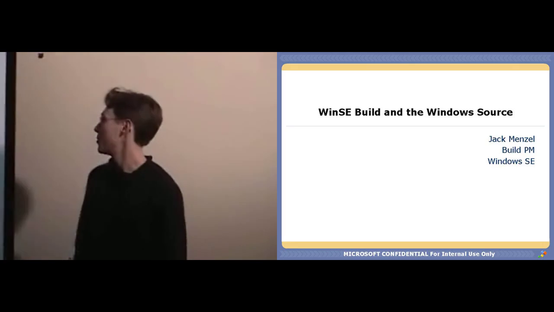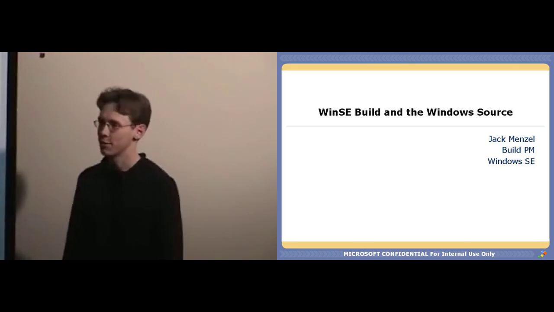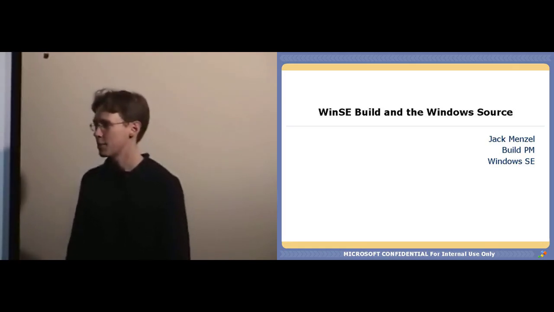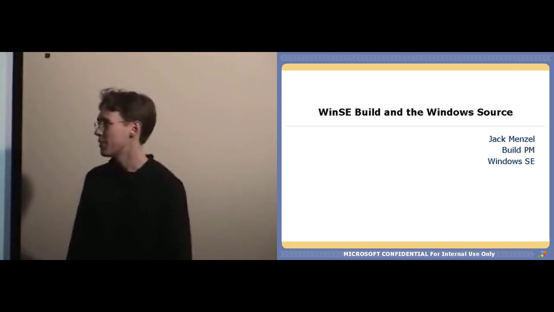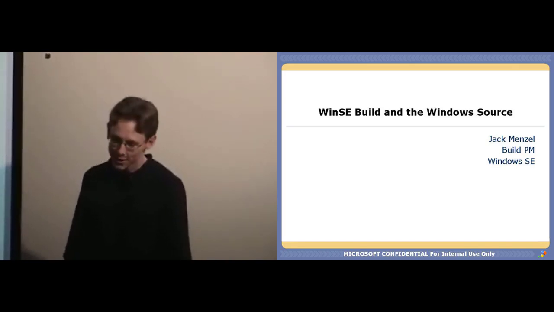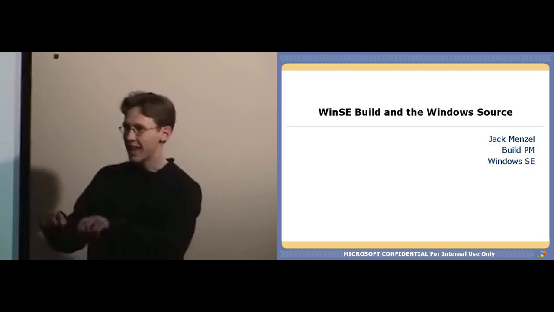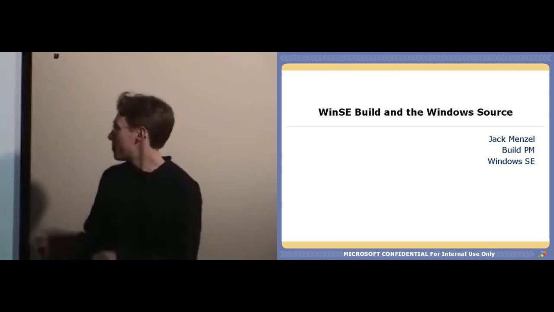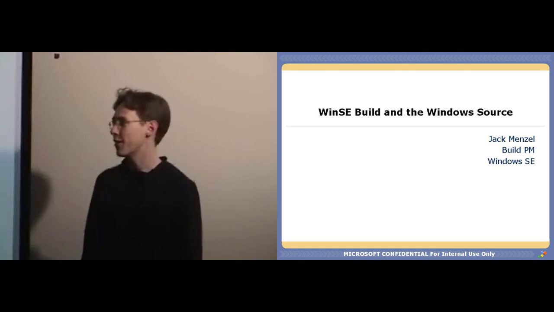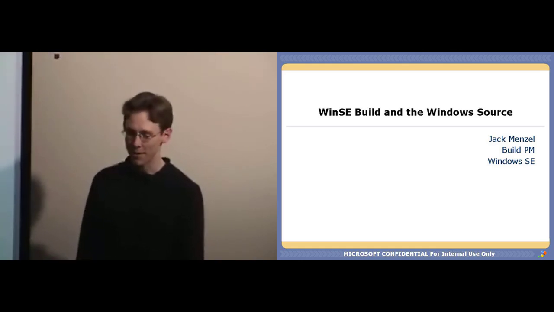I'm here to talk to you about the WinSE build and the Windows source and Source Depot and all sorts of those other things. And you guys are probably wondering what I'm going to talk to you about for 30 minutes, considering everybody's compiled stuff. You set up your makefiles and you type make, right? You type build, or you hit the little build command in the window and it all compiles, right? And then you're done. You copy your binaries on.